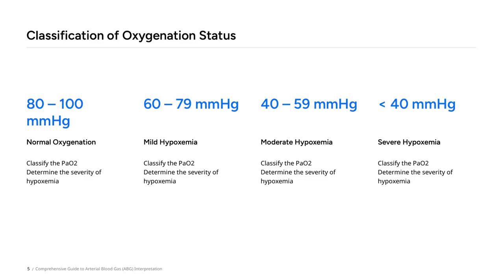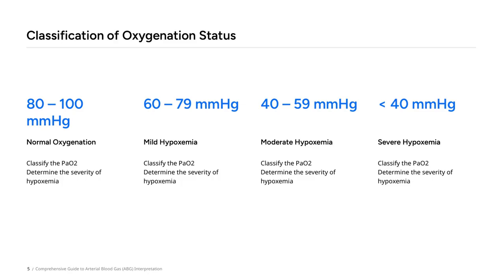Now, let's look at how we classify oxygenation status using arterial blood gas analysis. This slide provides a comprehensive guide to interpreting ABG results, specifically focusing on the partial pressure of oxygen, or PaO2. When assessing a patient's oxygenation, the first step is to classify the severity of hypoxemia based on the PaO2 value. Starting with severe hypoxemia, this is when the PaO2 drops below 40 mmHg.